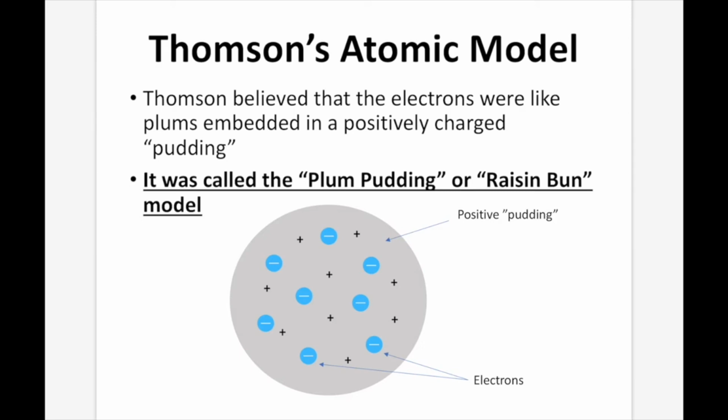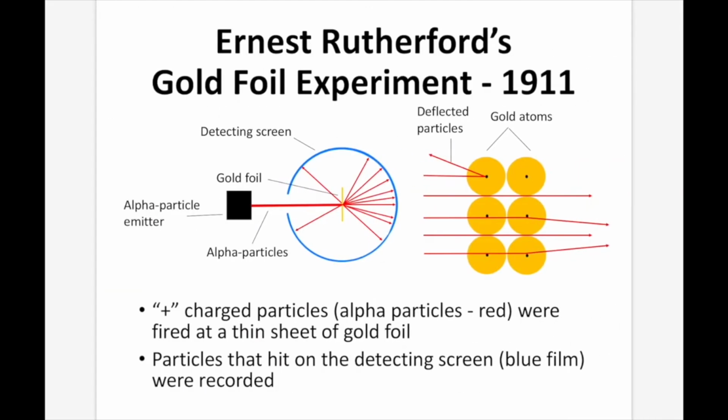So you can see here we're going to have electrons and protons, the positive ones, spread evenly throughout the atom. Then a few years later, in 1911, Ernest Rutherford did his famous gold foil experiment.